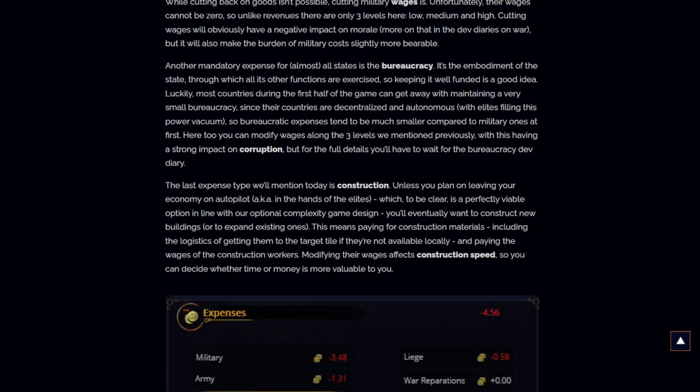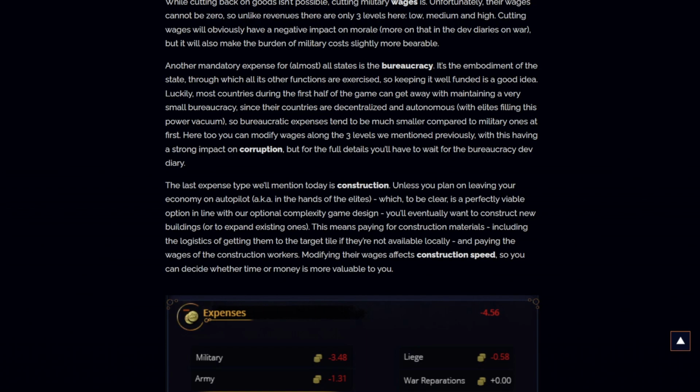Another mandatory expense for almost all states is bureaucracy. This is the backbone of the state, through which all its functions are exercised. So keeping it well funded is a good idea, obviously helping your realm actually work. If you don't pay enough bureaucracy to keep it functioning well, you will get corruption happening, because obviously it's not running as well as it should. People are taking advantage of you not funding everything well.